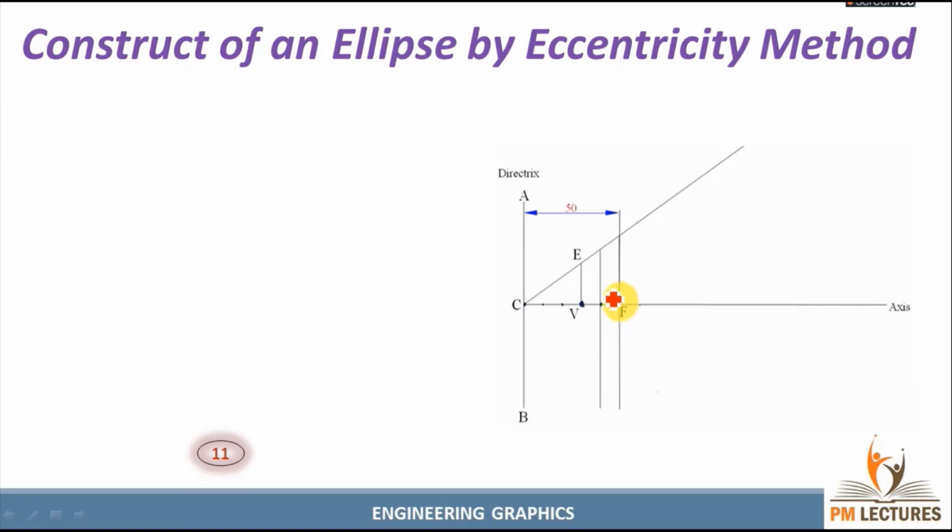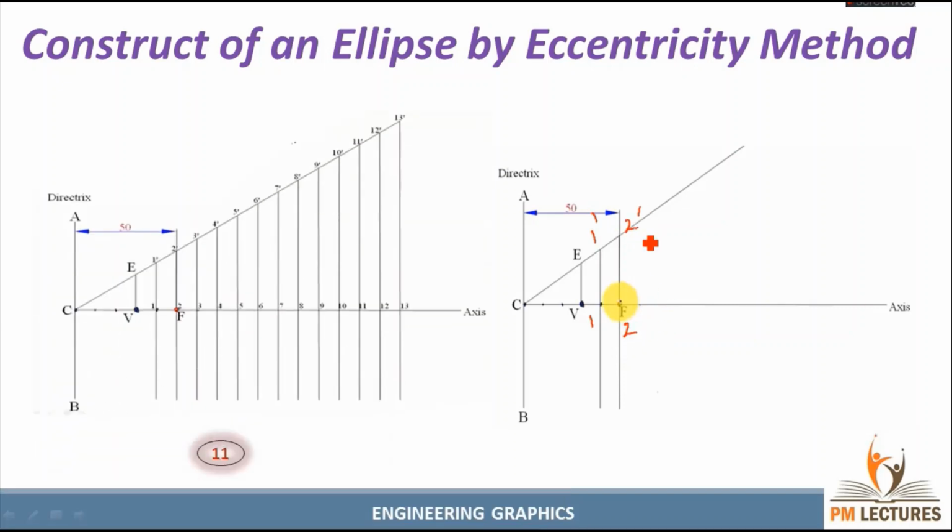After drawing the lines, you can give the name as 1 here, and 1 dash here. Similarly 2 here and 2 dash here. We need to continue. So finally you can get an output like this. For an ellipse, you can draw 13 to 15 vertical lines. For a parabola you can draw 6 to 8, and for a hyperbola also 6 to 8.